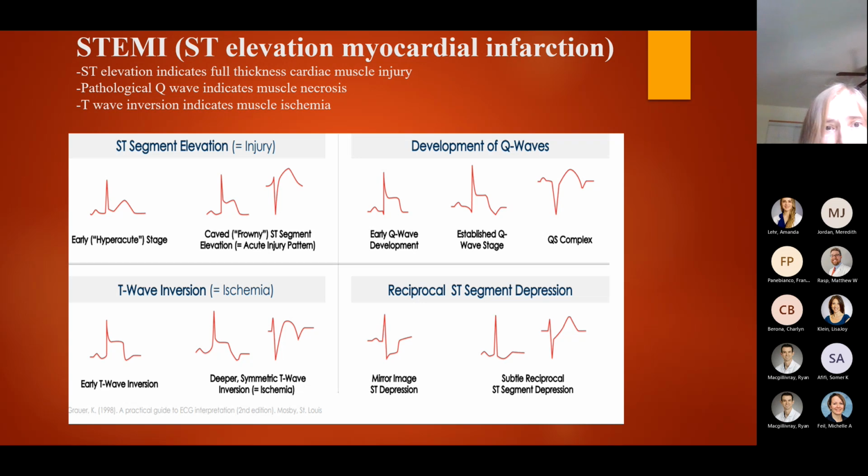So ST elevation indicates full thickness cardiac muscle injury, pathological Q waves indicate muscle necrosis, and T wave inversion indicates muscle ischemia. Again, you can see elevation here in a different way, but it's bad. Development of Q waves here, T wave inversions here. And we're going to talk later about the reciprocal ST segment depressions.